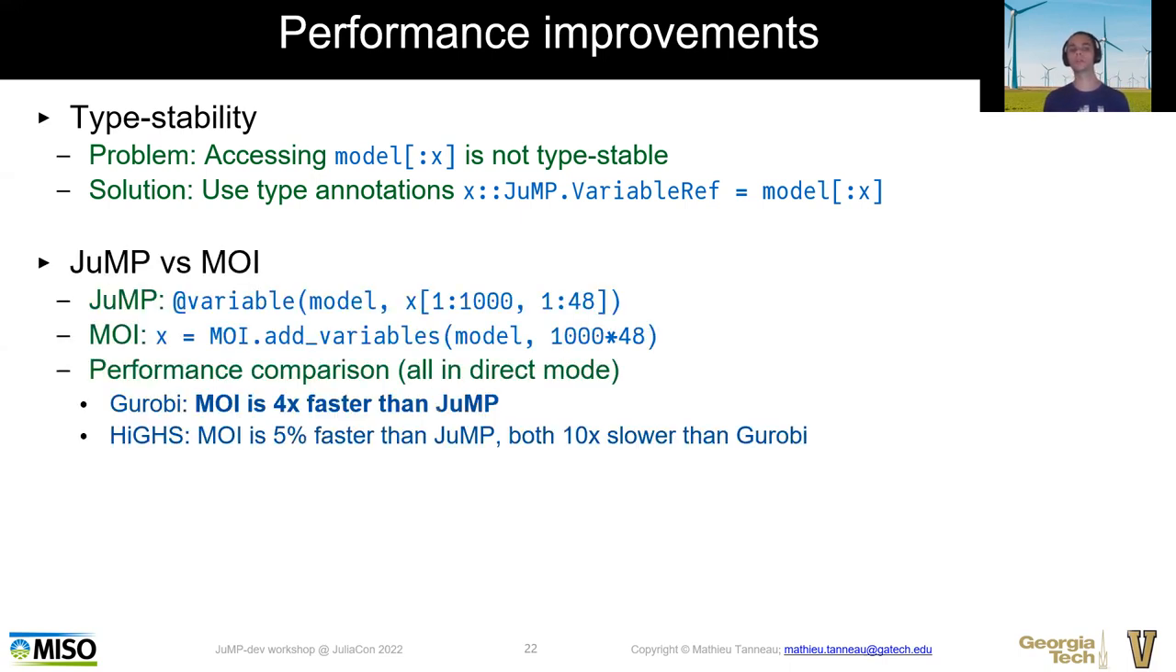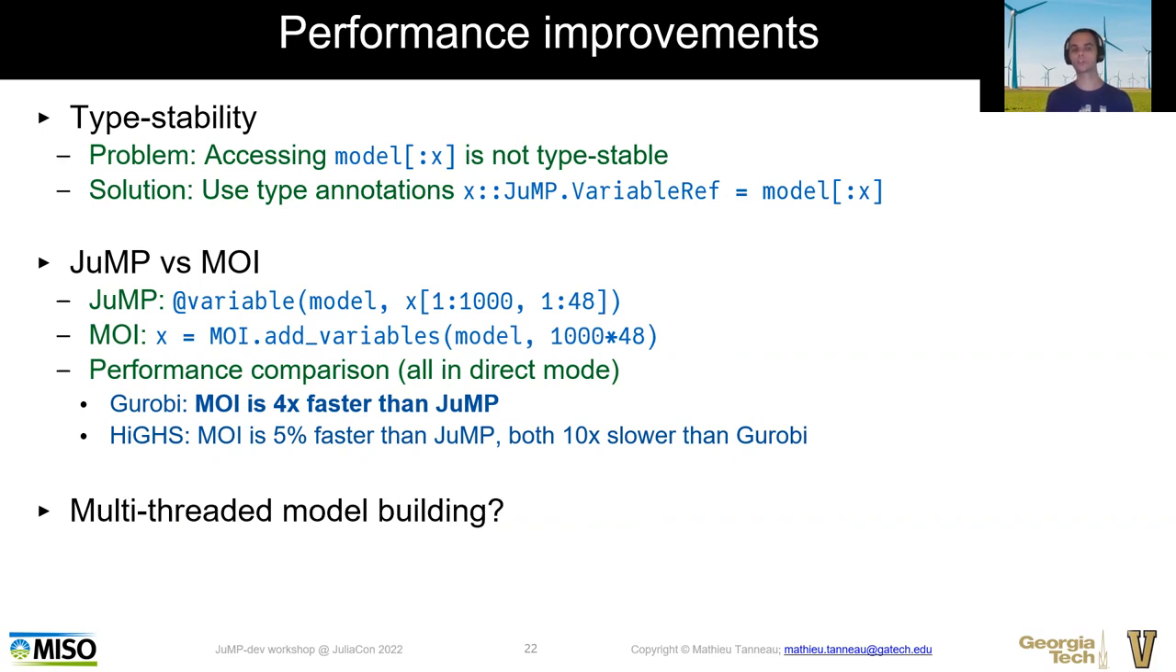One thing that we've seen when using Gurobi was that just using the MOI layer was about 4 times faster than using the JuMP layer, especially when building variables, when building constraints. So we're not exactly sure what is causing this performance difference. For instance, if we use HiGHS, we didn't see such a big difference, although HiGHS was 10 times slower than Gurobi. So there's probably some performance to be gained here.